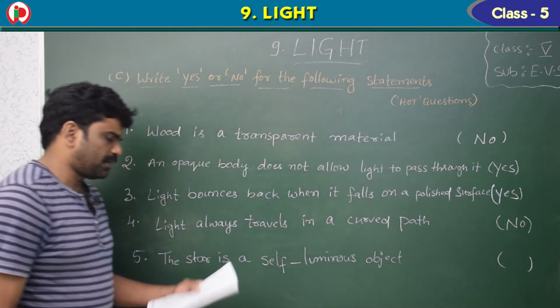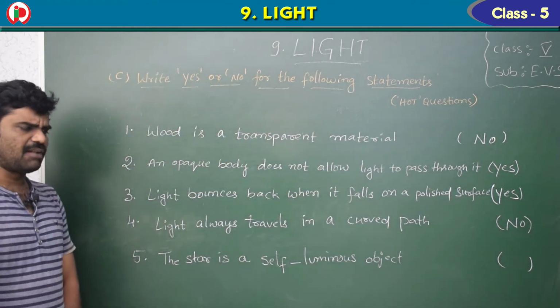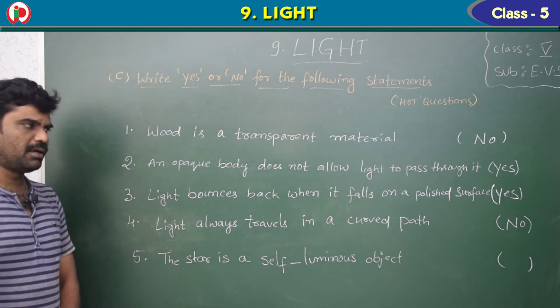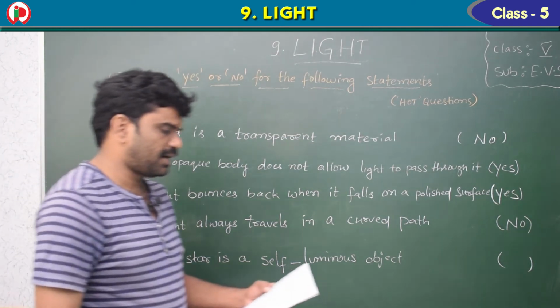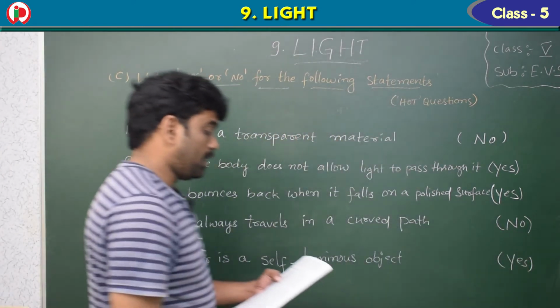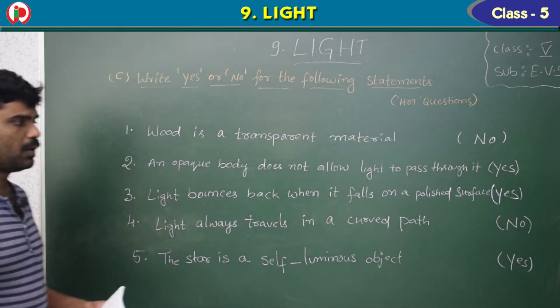Okay, next, the last one: the star is a self-luminous object. That means it produces light on its own. Yes or no? Yes. Stars and the sun produce light on their own. So the answers are: no, yes, yes, no, yes.